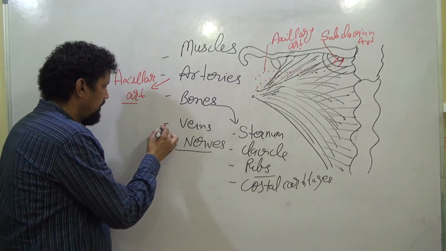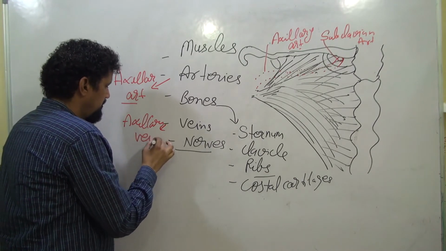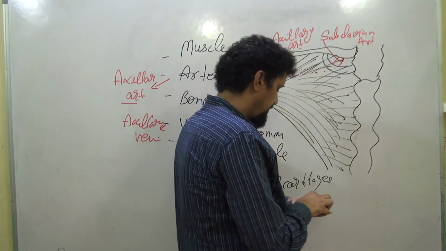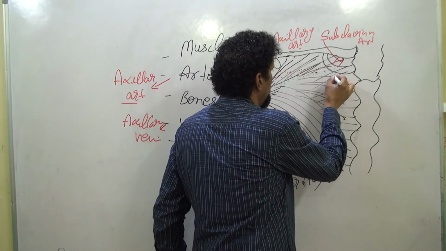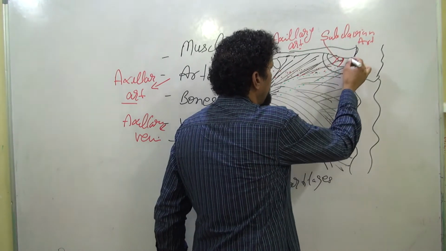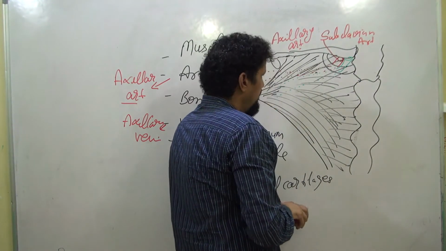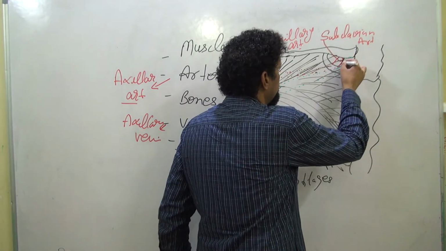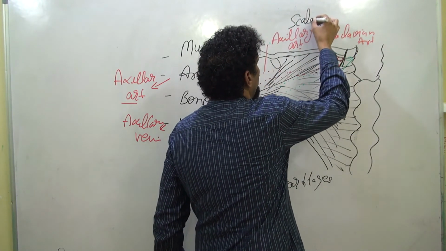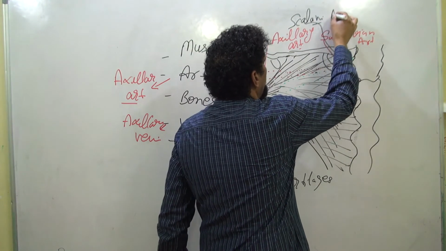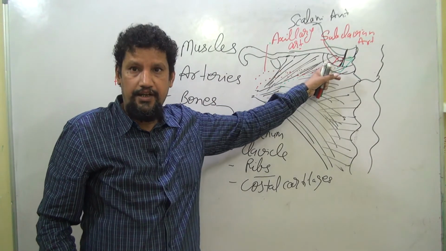The veins, again: the axillary vein, which is medial to the artery, while the artery is lateral and the vein is medial. Here it is coming from the medial part of the scalene anterior muscle. This is the boundary formed by the scalene anterior muscle. So the vein is medial and the artery is lateral to the scalene anterior.